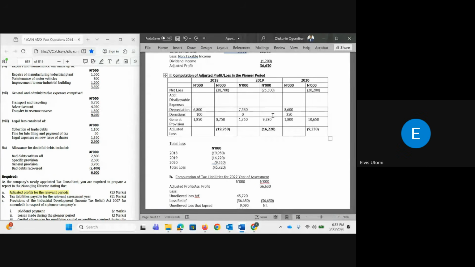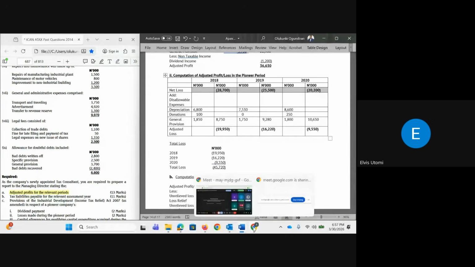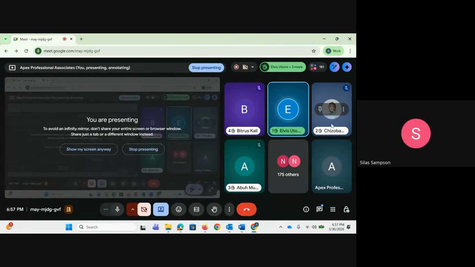I know, but I wanted to get more clarity on the year of assessment. So there's no assessment during the pioneer period, right? Okay, so it means that you use the accounting period. The only essence of computing that adjusted profit in the pioneer period is to get the net position, whether it was a profit position or a loss position. So it doesn't matter what the year of assessment is. There's no tax on it. Thank you so much, sir. You're welcome.